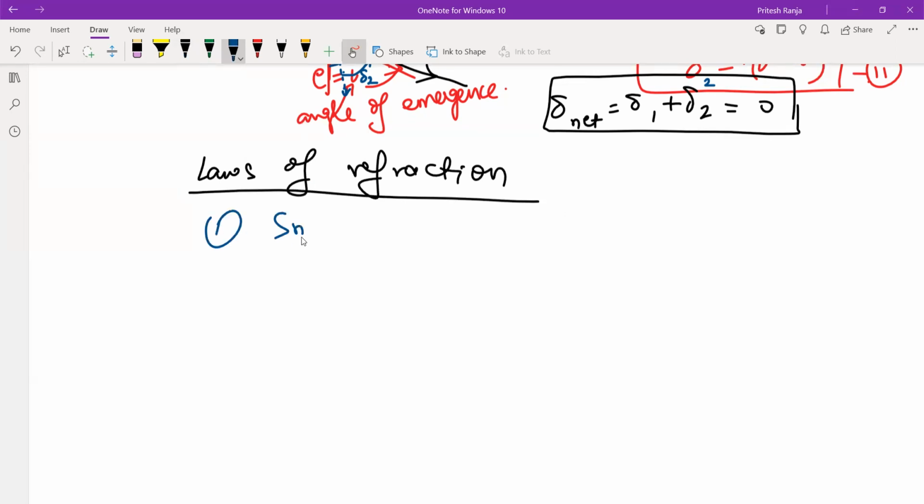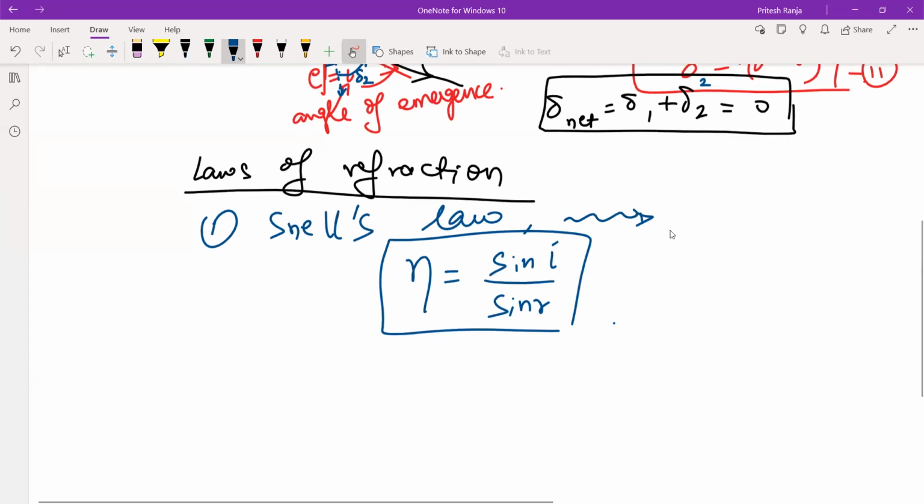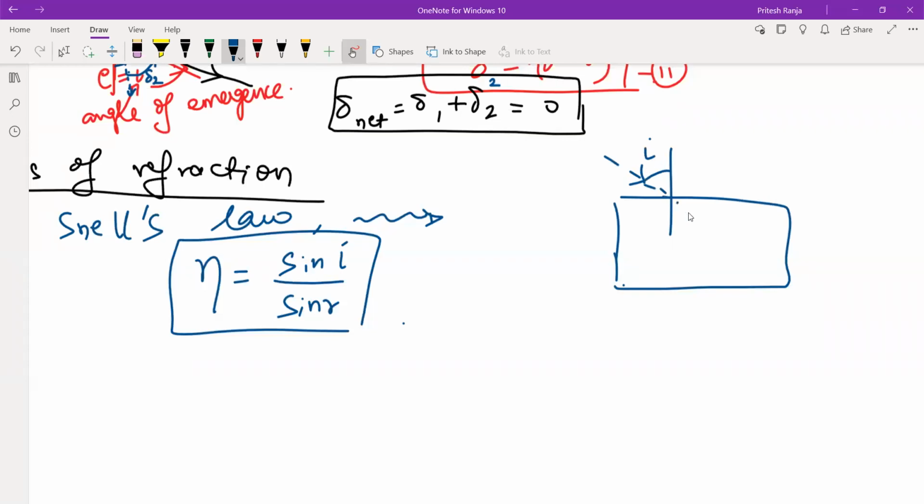First law, we call it as Snell's law, which states that refractive index is sine of angle of incidence to sine of angle of refraction. But we will modify the usage, how we are going to use this Snell's law, so that we are going to do all the questions correctly. So let us say the ray is entering at an angle I and it is refracted and the angle of refraction is R.